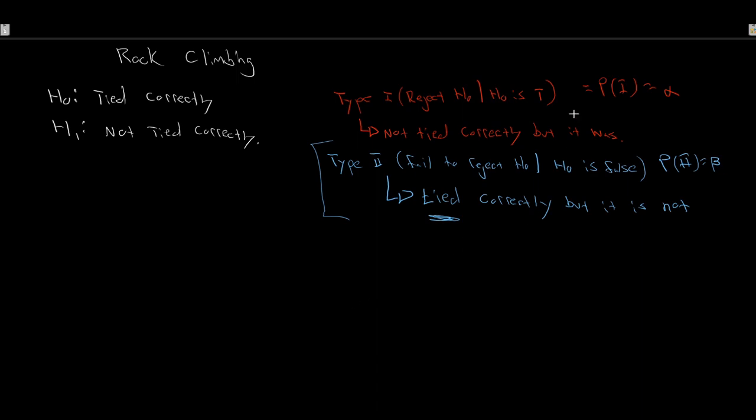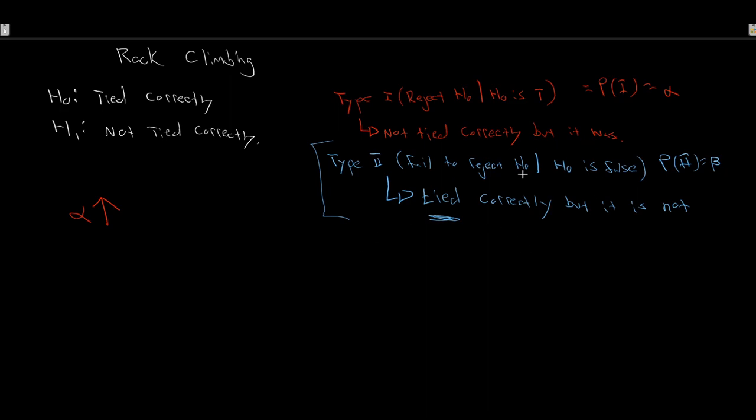That is, in this scenario, I would be willing to set a very high level of alpha. That is, there's lots of times that I'm going to be rejecting my null when in fact that null is true. I'm going to be retying a lot of really good knots, but that's better than the alternative, right? That is better than the alternative.